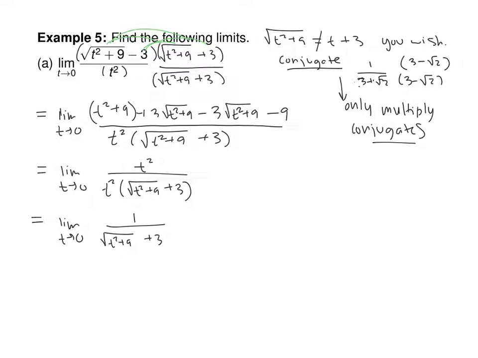Great. And now can you plug in 0? Division by 0 problem is fixed, right? So now when you input 0, what do you get? I think it's 1 over 6. Because what you get is 1 over root 9 plus 3, and root 9 is 6, right? Root 9 is 3, 3 plus 3 is 6.